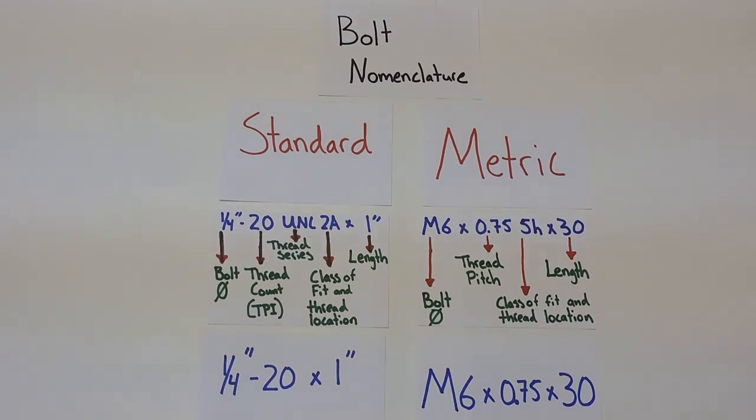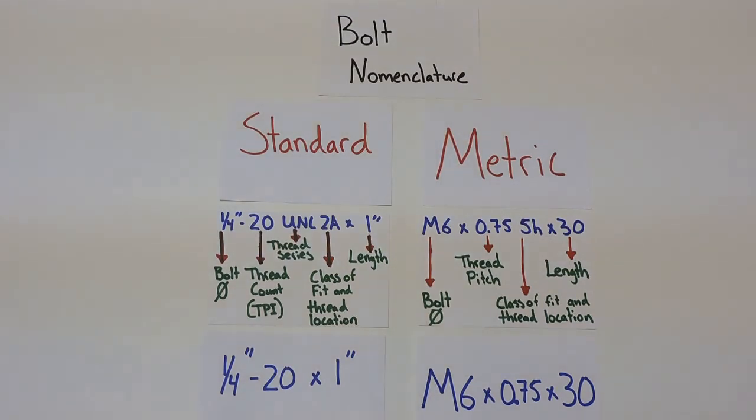The 5H next to that is the class of fit and thread location. A 5 lowercase h in the metric system stands for a commercial grade fit for the threads, and the lowercase h stands for that the threads are located externally, again, like on a bolt. This 30 right here represents the length of the bolt, and that's in millimeters. Again, typically you won't see a bolt written out in this formal fashion. You'll see it shorthand, and how you say that is an M6 by 0.75 by 30.